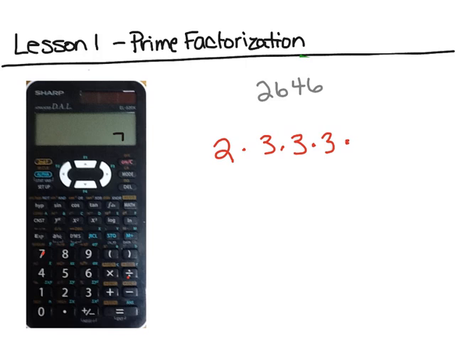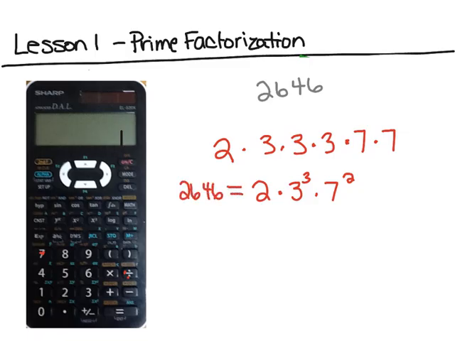So times by 7. And we need to get all the way to 1. So divide by 7 one more time, and you get 1. So now you know you're done. So make sure to write down that last 7. So it's 2 times 3 times 3 times 3 times 7 times 7. So 2 times 3 cubed times 7 squared is the same as 2646.